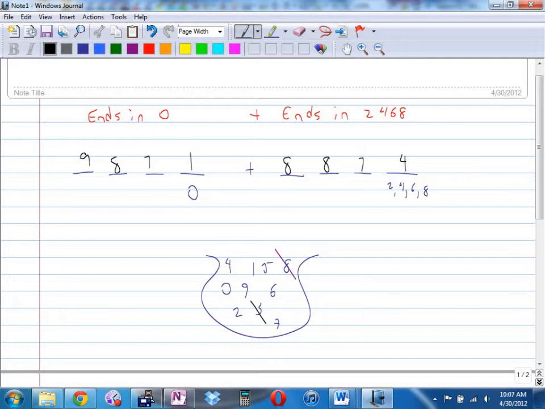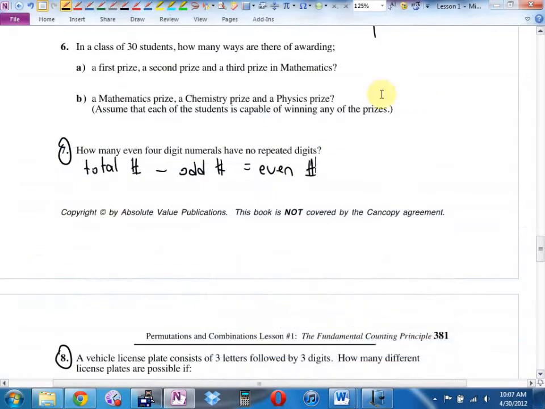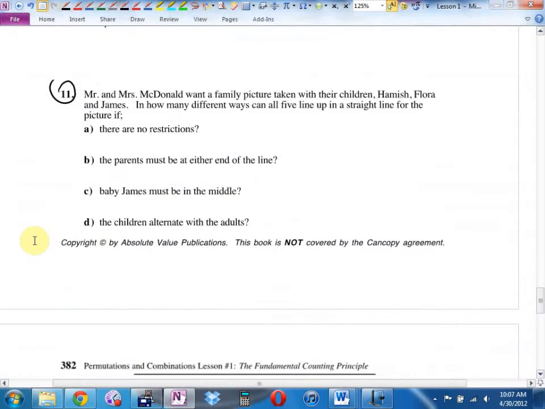Can I move the screen now? Yeah. Any others? Yeah. 11D. Okay.